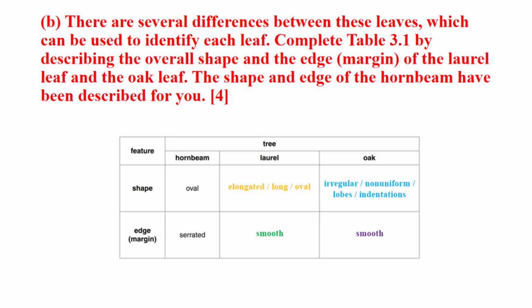In part B, we're comparing the shapes and margins of different leaves. For the laurel leaf, think of a smooth, elongated form, while the oak leaf presents a more irregular edge with distinct lobes. These characteristics help us identify each leaf type in nature.